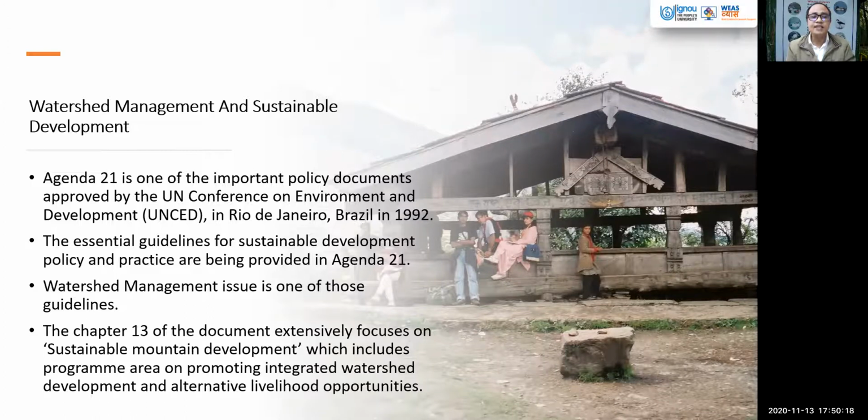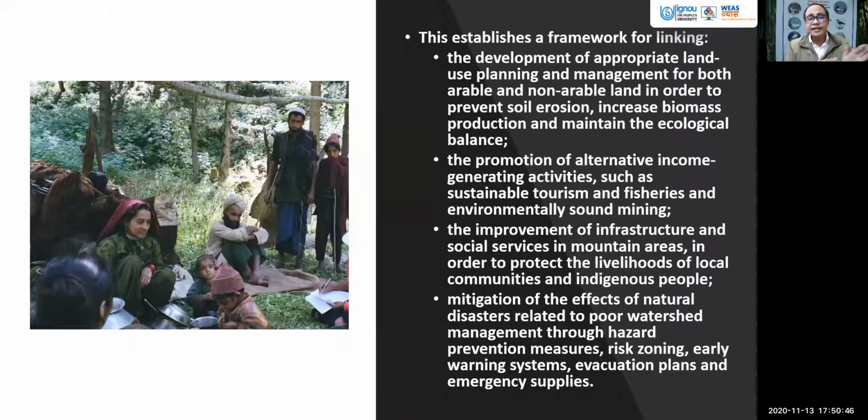Chapter 13 of the document extensively focuses on sustainable mountain development. It means you need to have a sustainable watershed management plan, and that includes promoting integrated watershed development and alternative livelihood opportunities. So when you have integrated watershed development, you have to give livelihood opportunity to that. In that way, it establishes a framework for linking the development approach of land use planning and the management of arable and non-arable land to prevent soil erosion, increase production, and maintain the ecological balance. Promotion of alternative income generating activities such as sustainable tourism. In fact, to summarize, you can say that it is to give alternative livelihood.